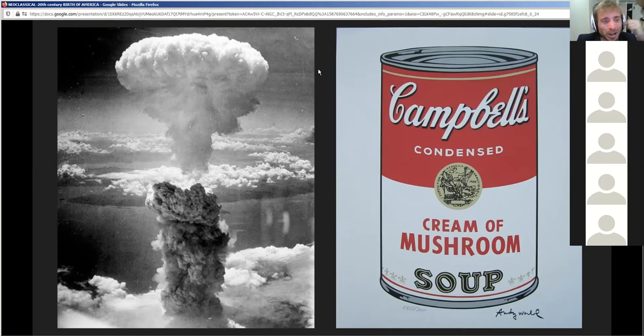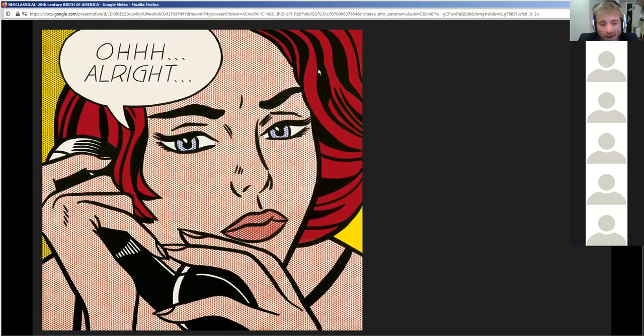Let's go on and take a look at some more pop art. So you can see another example. Oh, all right. Callie, you were just talking, right? Yeah. So what about here? Here we have even less context. So what is this all about?